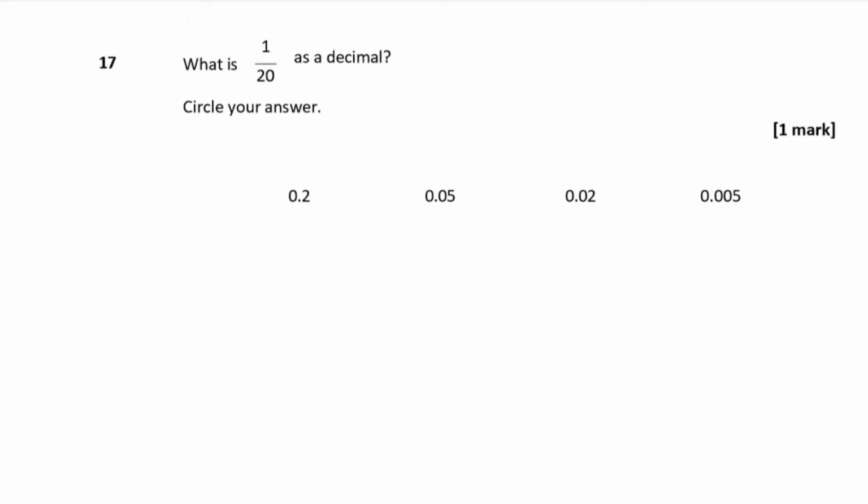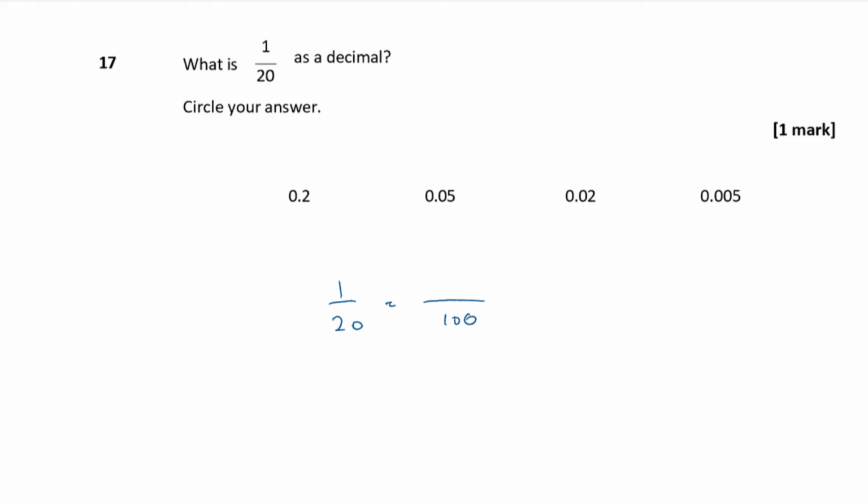Okay. Question 17. What is 1/20th as a decimal? Well, decimals are out of tenths, hundredths, thousandths. So we want to try and get our 1/20th as a fraction over 10, 100, or 1,000. If I divide it by 2, I'd get tens on the bottom, but then I'd get like 0.5 on the top. It's not very helpful.